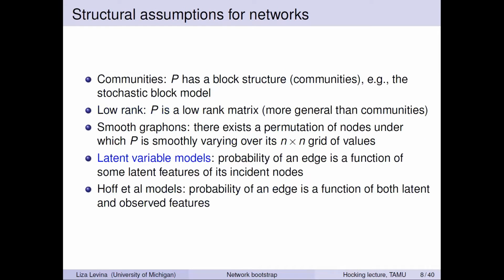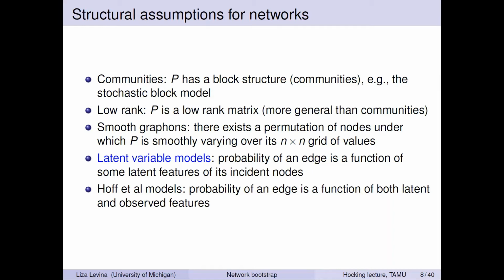So that is what enables analysis of network data, structural assumptions. And people have made many, many different kinds and built many different models. One of the most common assumptions that you might have seen in network talks is communities, where you assume that it's basically a cluster structure. And then you often think of the probability matrix as being block constant. Each community does the same thing. More generally, you can assume this matrix is low rank. That also gives you some sharing of information. Block constant matrix is low rank, but low rank is more general.